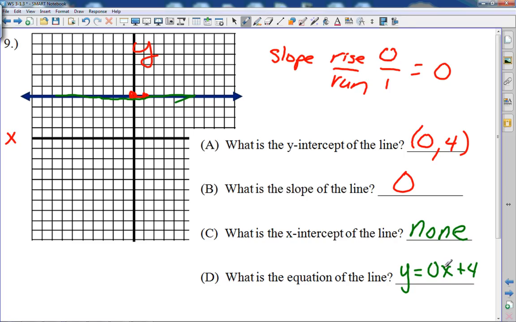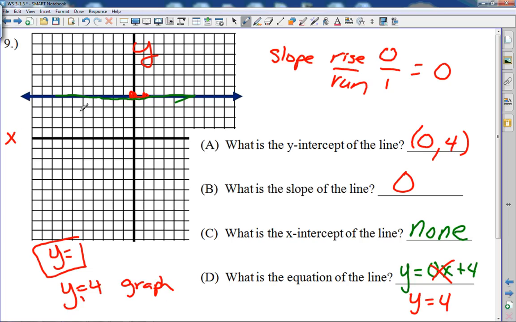But remember, anything times 0 is 0. So really, we would write y equals 4. Go in your calculator right now into y equals, and put in there y1, y equals 4, and press graph. You're going to see this horizontal line.